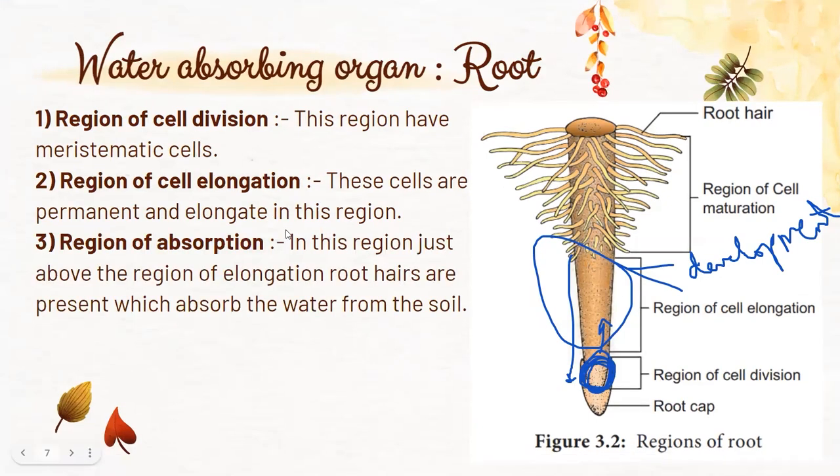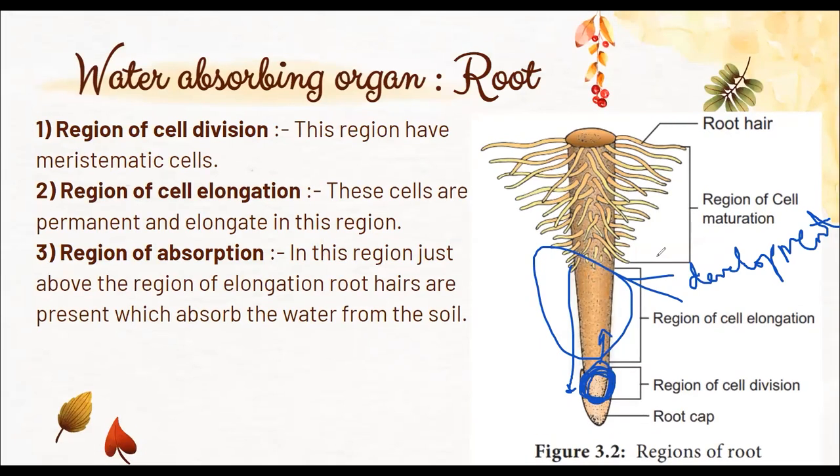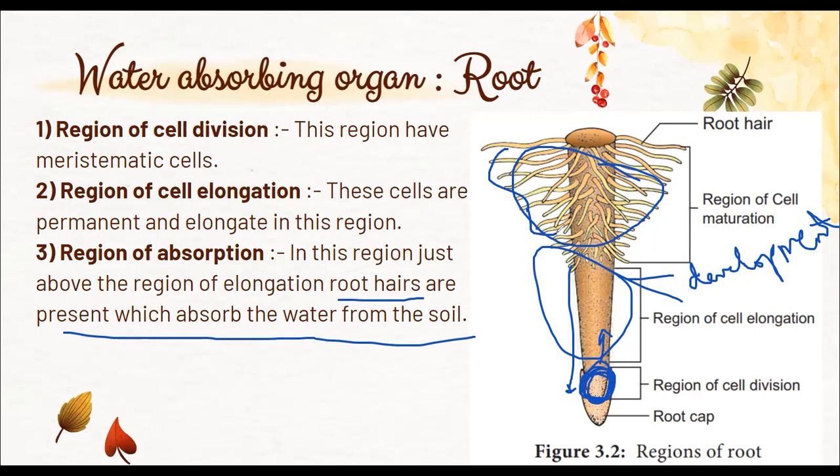Then comes the region of absorption, okay, which is here. So once the cells are elongated, now they move to their functional region, that is region of cell maturation or region of absorption. That both you can interchange and call it. So in this region, just above the region of elongation, root hairs are present which absorb the water from the soil. Okay, so here are the root cells which will perform the absorption of water.